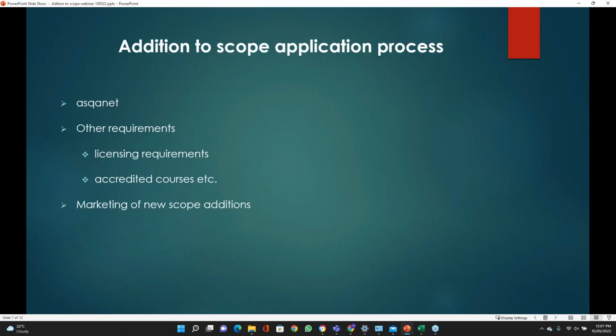So what is our addition to scope process? Guys, it's so easy these days. You simply log on to AskForNet. You click the button that says you're making a minor change to your scope. You then do your scope application. You identify what units of competency and or qualifications you want to add to scope. And very importantly, there will be a declaration that your CEO will sign to say, look, we are ready to go. All the information is correct and we are actually ready to go.